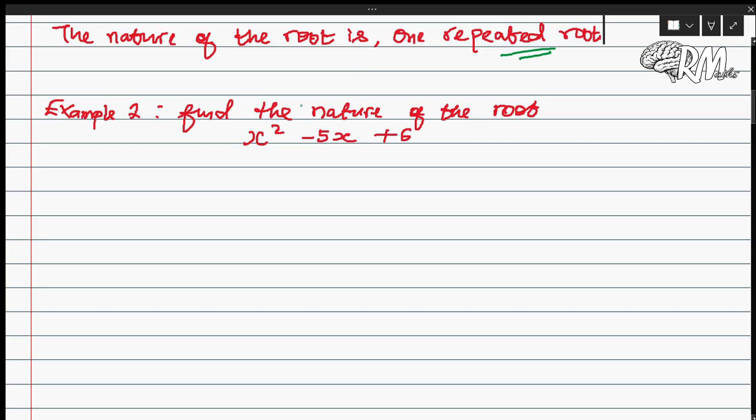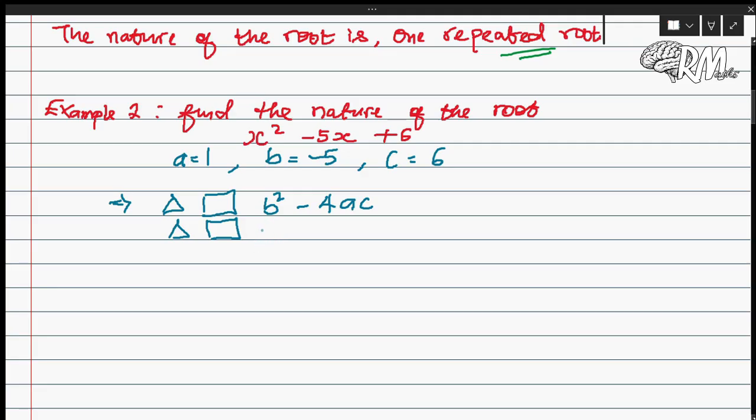Okay, find the nature of the root x squared minus 5x plus 6. Now to solve this one also, I will have to bring out my a, b and c. So here I have a equals 1, b equals minus 5, let's not forget the minus there, and c equals 6. So now we recall delta, then the box, since we don't know the nature of it yet, b squared minus 4ac.